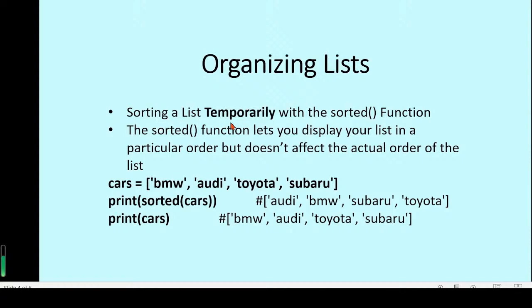So sorting a list temporarily with the sorted function. The sorted function lets you display your list in a particular order but doesn't affect the actual order of the list. So this is a list of 4 cars. You can use sorted cars. So it will show the list in sorted order. But if you print cars again, the order has not been sorted. It has the original order.